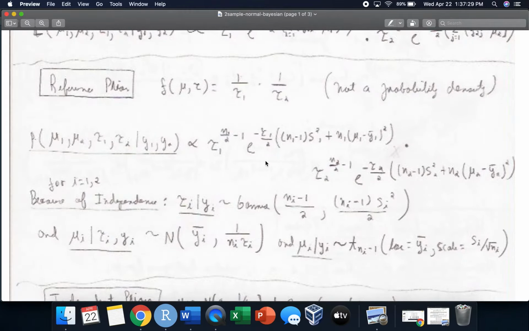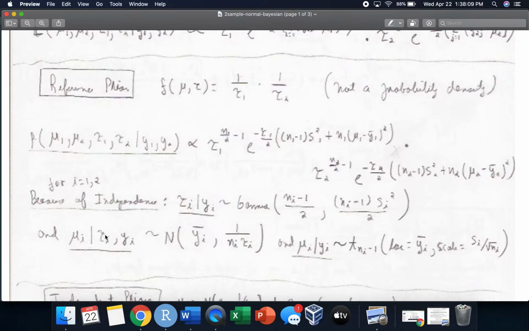Now what we really want to get is the marginals. The marginals in these cases are the same as in the one sample normal model. It's just that we'll have two of each of them. So we'll have two tau given y's, for i equals 1 and 2. So it mimics, like I said, the one sample normal model. What we'll have for tau given y is a gamma, n minus 1 over 2, n minus 1 sample variance over 2. And then mu given tau and y follows the normal given y bar mean, 1 over n tau variance.